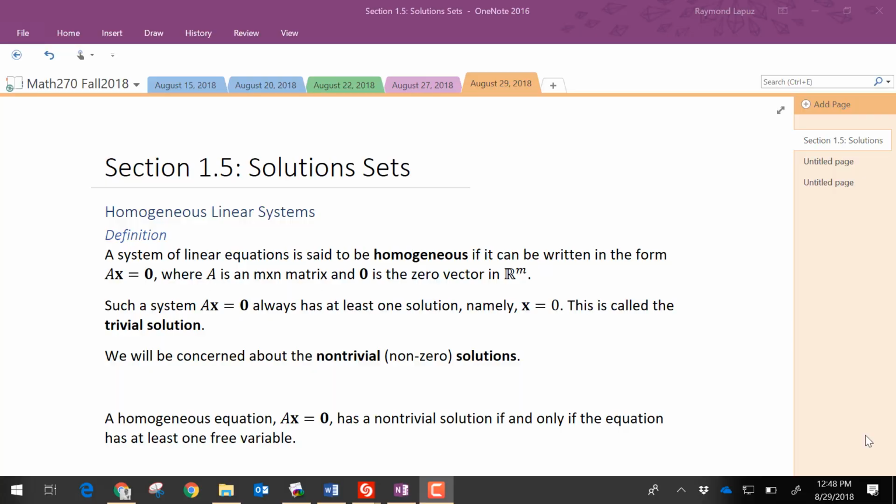So today we're going to talk about more systems and specific kinds of systems. We're going to talk about homogeneous linear systems and non-homogeneous. There's section 1.6 that we're going to skip.